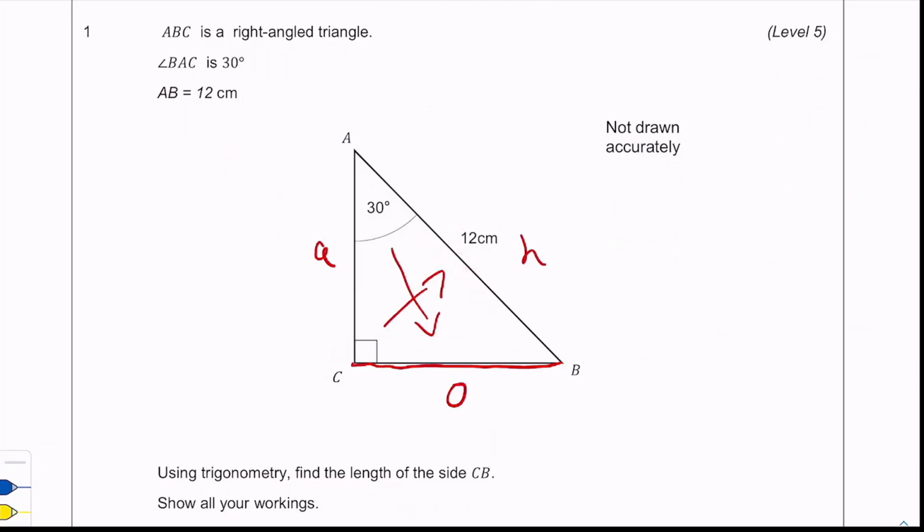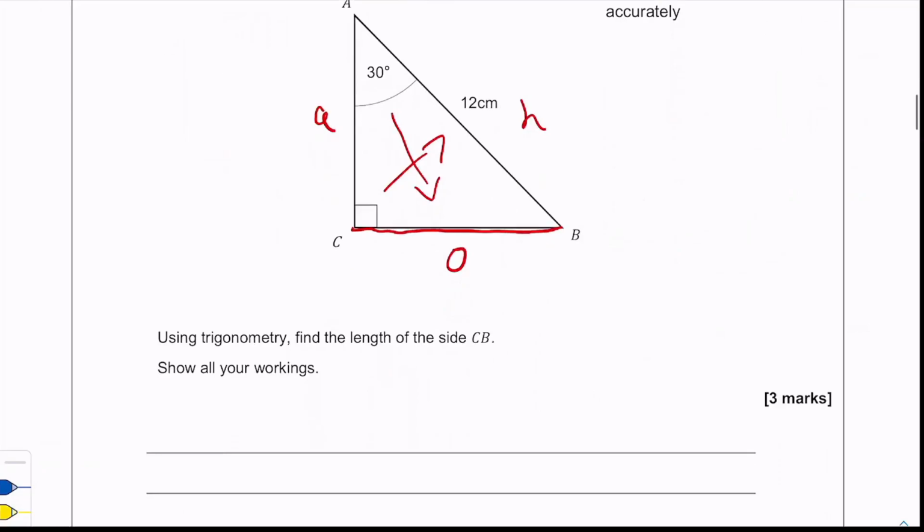Okay, so if we want to work out this length here, we are given this one, and of course we know the angle. So we need to find a rule that uses the hypotenuse and the opposite, and that's going to be the sine rule. So the first thing to write down is that sine of our angle, so sine of theta, is equal to opposite over hypotenuse. And we'll then say that sine of our angle, which is 30, is equal to the opposite side, which is O, over the hypotenuse, which is 12.